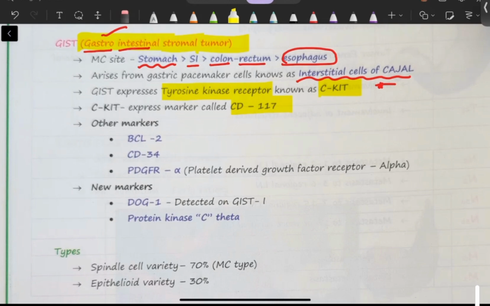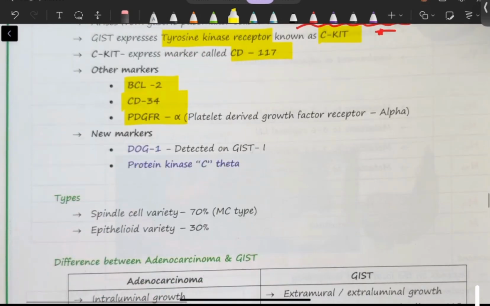What are the other markers? They can be BCL2, CD34 or PDGFR alpha, that is platelet derived growth factor receptor alpha. These are the new markers which are important nowadays, that is DOG1 and protein kinase C theta. These are the newly detected markers and they are specific for GIST. So basically these are markers for GIST.